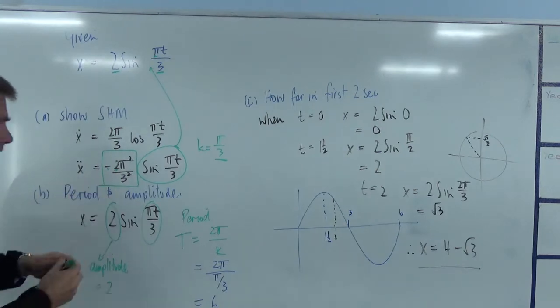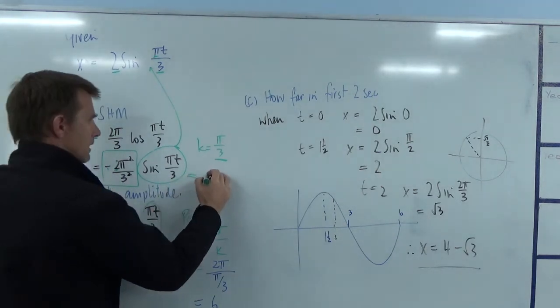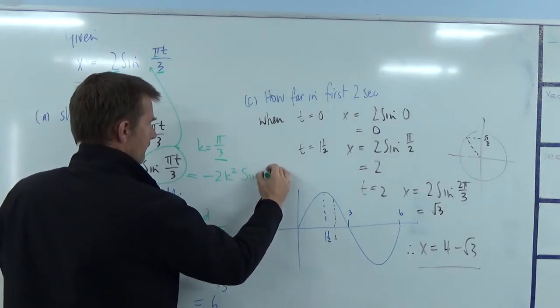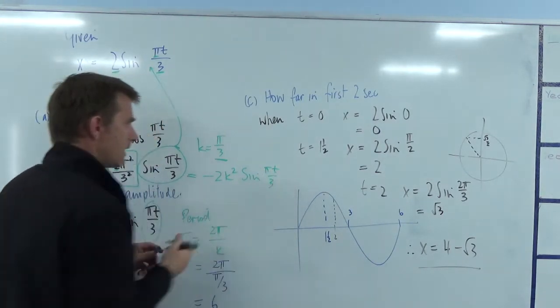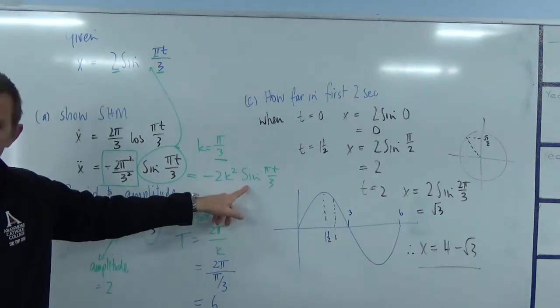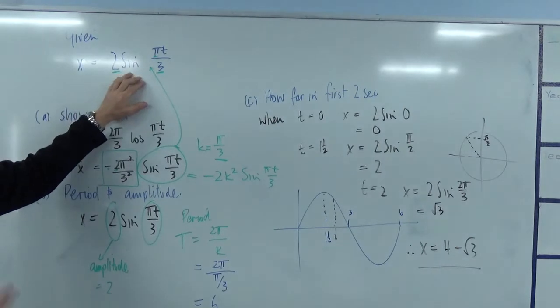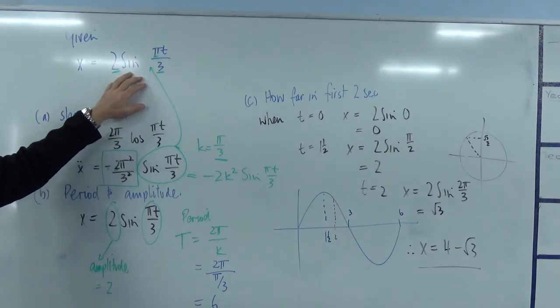So based on the fact that I could then write this as saying minus 2k squared sine of pi t over 3, that says that's now in the format of simple harmonic motion. So this function does conform to simple harmonic motion.